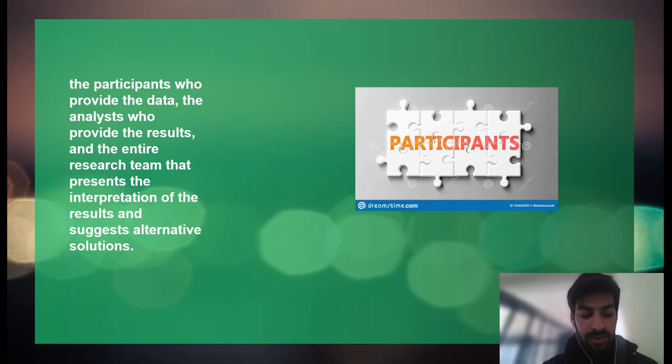They're going to research, they're going to keep data, they're going to do some work and make efforts to make the business work. The participants provide the data and the analysis, the source on the things, the results, and the entire research team presents the interpretation of the research and suggests appropriate solutions. Data flows and data analysis report the organization and the case with the time it is collected, and then we can discuss the things.